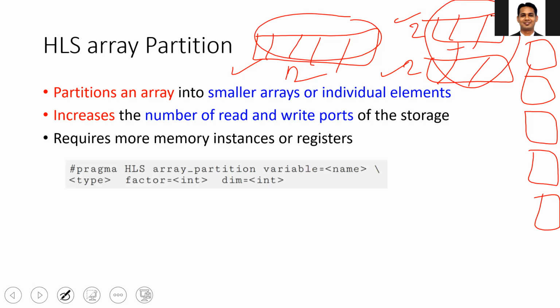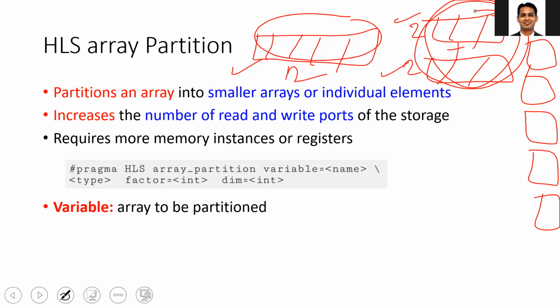So what is the syntax for this? You have the hash pragma HLS array partition. You need to mention the variable name which you want to partition. You need to specify what kind of approach to use while partitioning, that is the type, which we will discuss. You need to specify the factor by which you need to partition. Like here you can see that you are creating 2 units, so the factor is 2. Here you are creating 8 units, so the factor is 8. And you need to specify the dimension. For example, when you have a 2-dimensional array, you need to indicate which dimension you want to partition. Okay, so we'll see with an example soon.